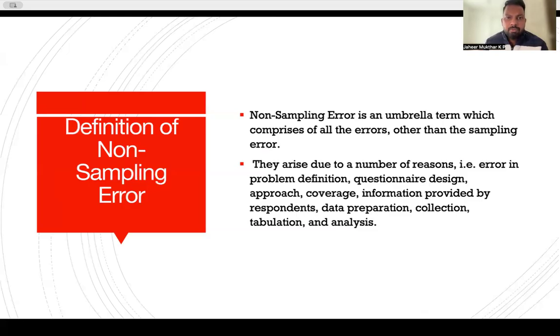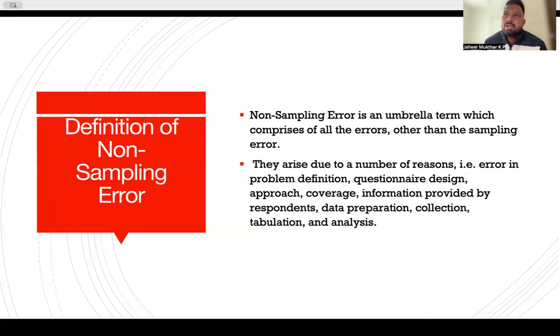So just like sampling error, we also have non-sampling error. Non-sampling error is an umbrella term given to all sorts of errors other than sampling error. So all other errors happening in research can be put under non-sampling error. And it can be because of many reasons.